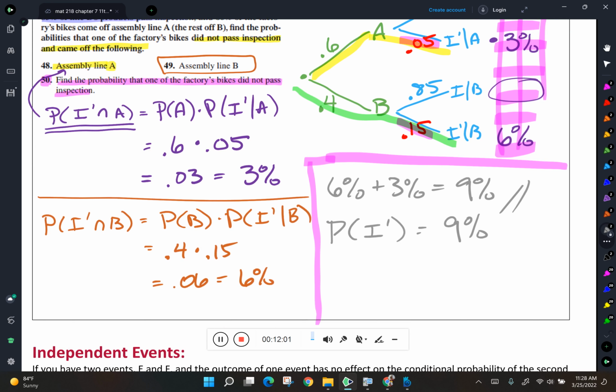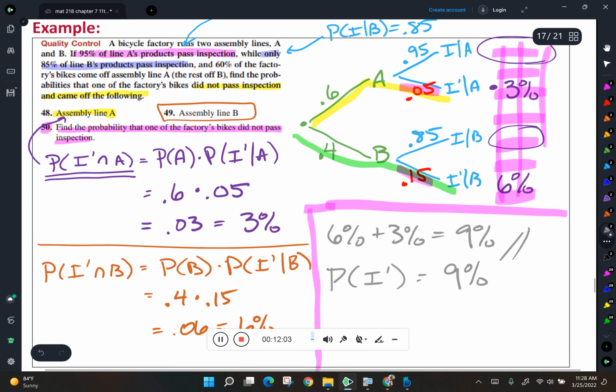We good there? If you are uncomfortable with that, do a numerical thing. Put 1,000 bikes into this and see what happens. You'd get 600 that end up here, you'd get 400 that end up here, you get a bunch here that passed, a bunch here that failed, a bunch here that failed, a bunch here that passed, and you could do this numerically if you wanted. Because once you've got the tree diagram, if you're uncomfortable with the probabilities, run some people through it and see what happens.